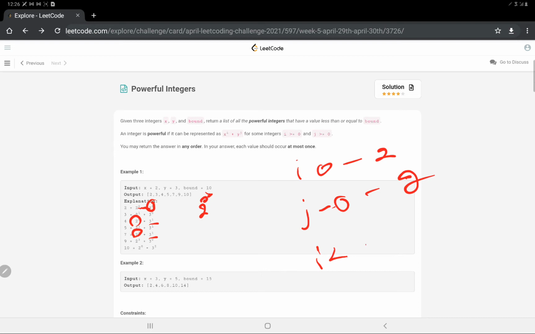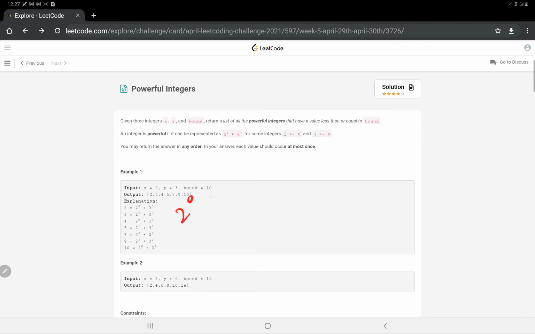i is less than or equal to log 10. What is the bound? Bound is 10, so log 10 to the base 10 by log 10 to the base 2, and log 10 to the base 3 as well. I hope that's clear. i ranges from 0 to 2 and j ranges from 0 to 2. How do we calculate the i and j ranges?